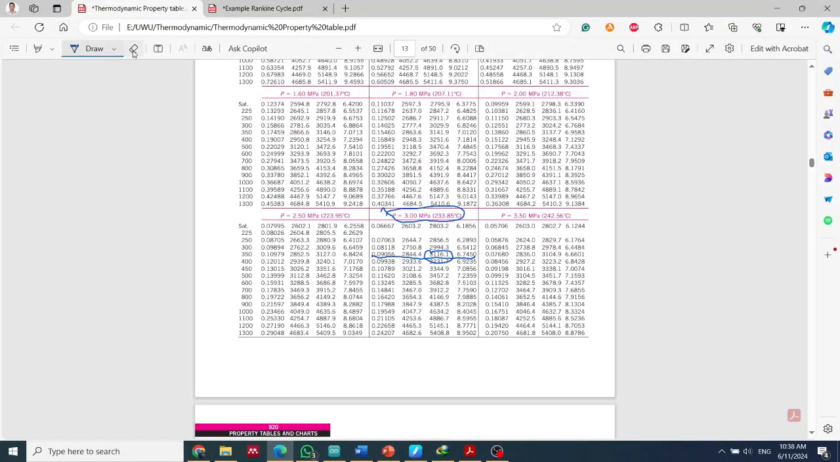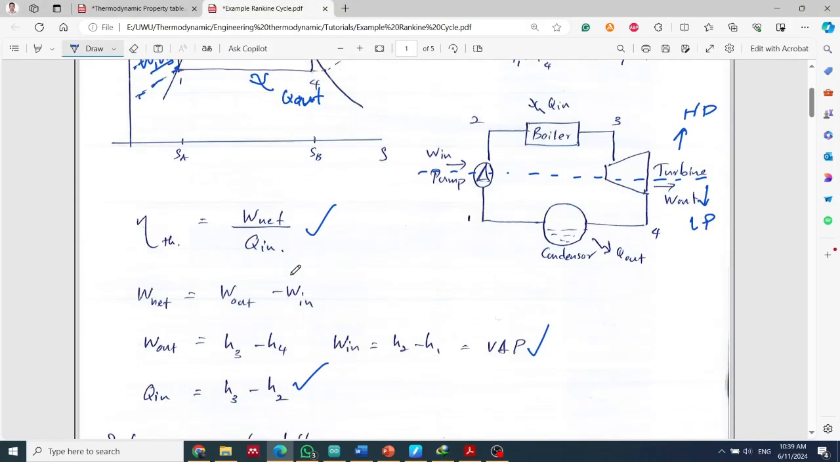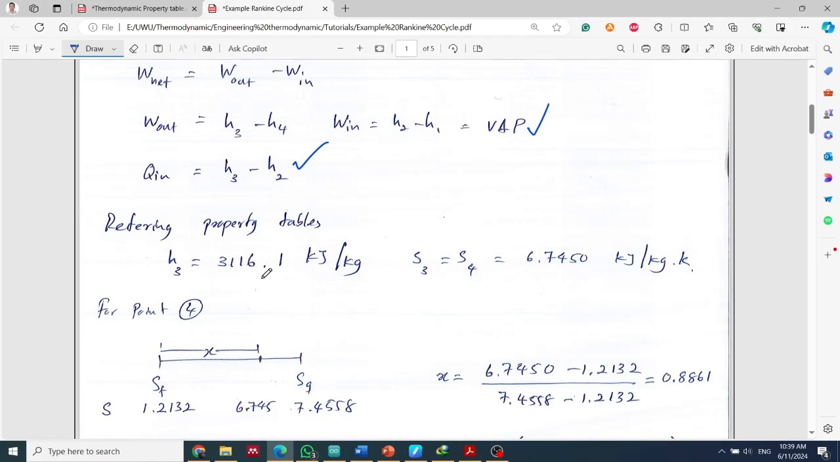So the value we are interested in is 3116.1 kilojoule per kilogram. We can extract that value from right here and write H3 equal to 3116.1 kilojoule per kilogram.